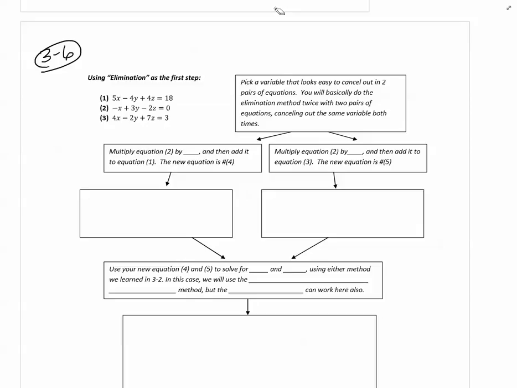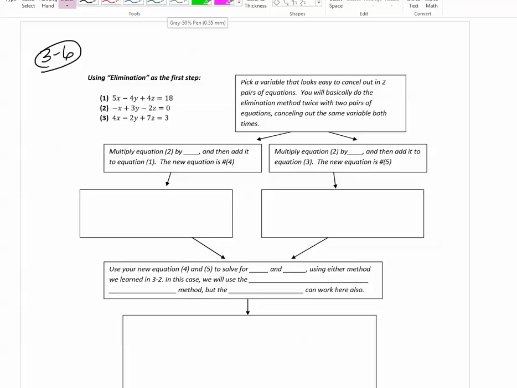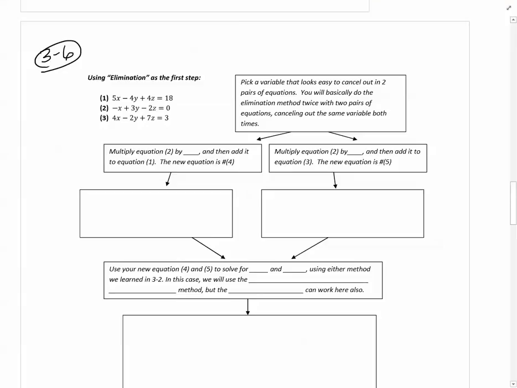Okay, so this is a video for section 3.6 for Algebra 2, and we're looking at 3x3 systems. We're specifically looking at using the elimination method as the first step. Just like in the substitution method that we looked at already, we are just talking about the first step. Remember that the overall goal is to eliminate one of the three variables in some way. To do that, we're going to use the elimination method.